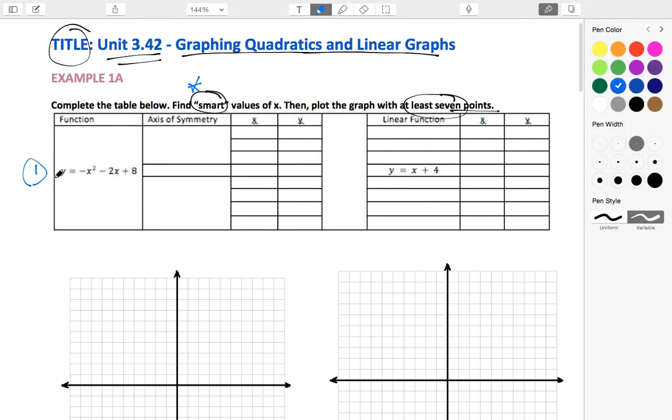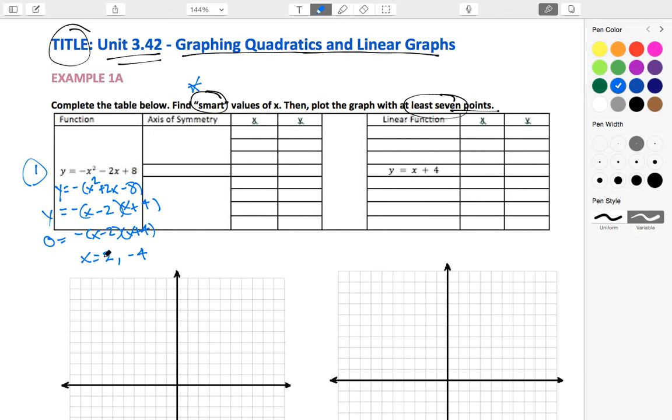Our first step is to factor this quadratic, and we can do that by taking out the negative, which just changes the signs of our quadratic. Then we get y equals negative x squared plus 2x minus 8, which further simplifies to x plus 4 and x minus 2. Then we have to find the zeros, so we set this equal to 0, and we get x equals 2 and x equals negative 4.